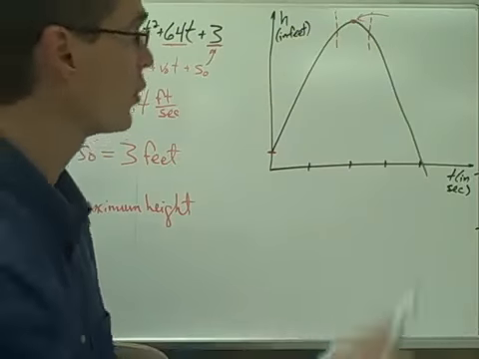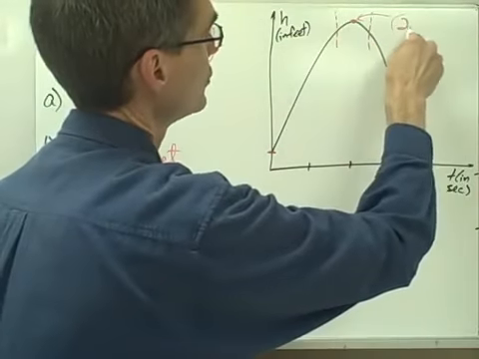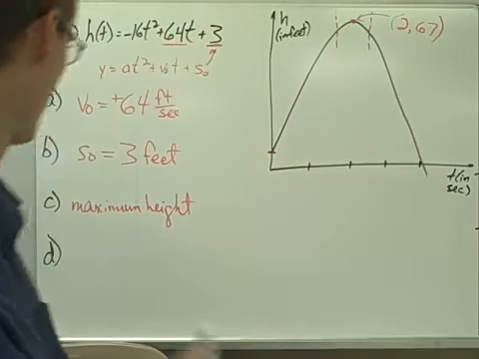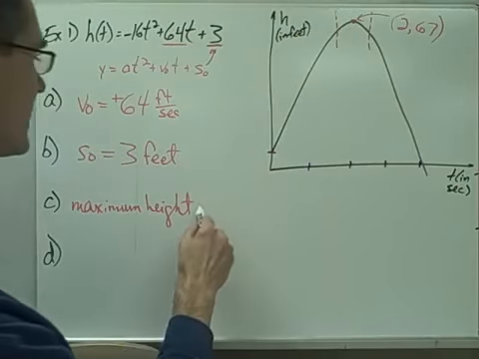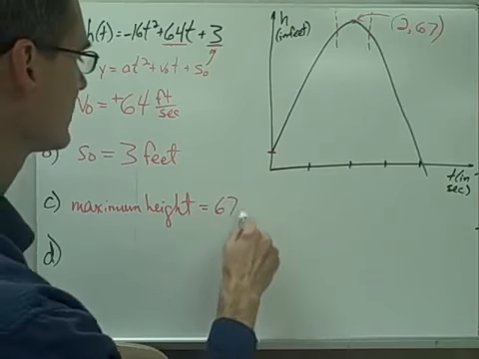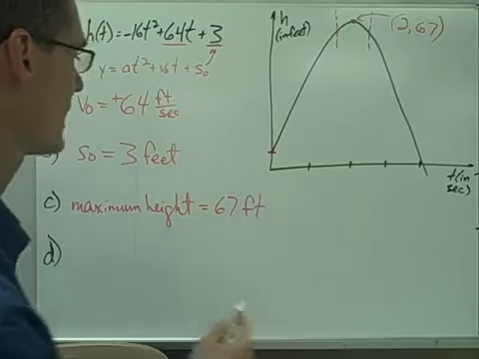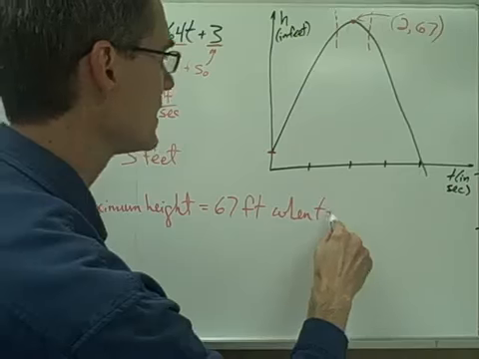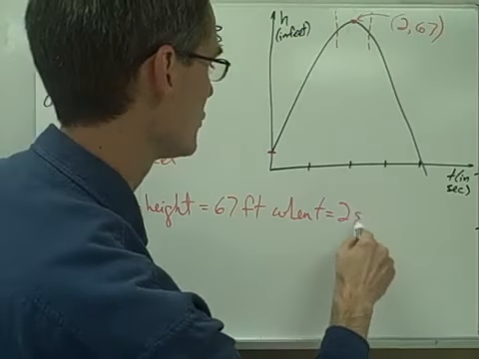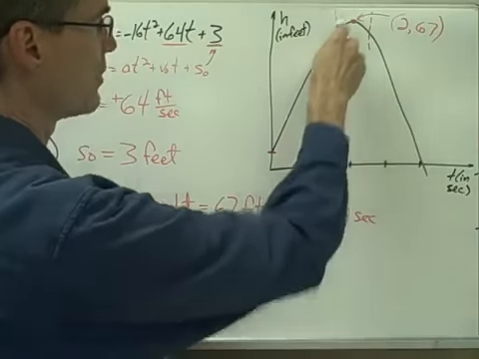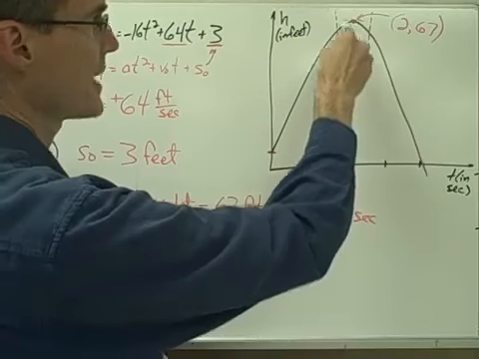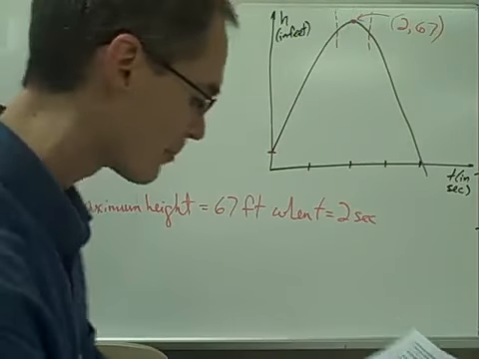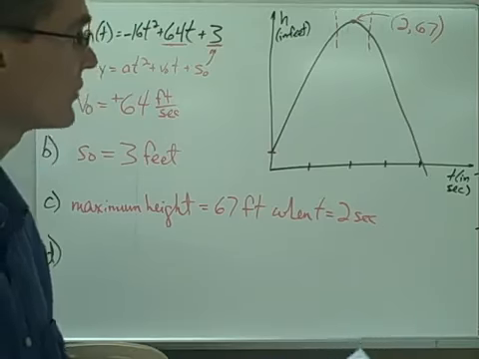And it tells me that that point is the point (2, 67). And so I know that my maximum height is 67 feet. And I know that I reached that height when t equals 2 seconds. So 2 seconds after the ball leaves the bat, it has reached its maximum height and then begins heading back down towards the ground.